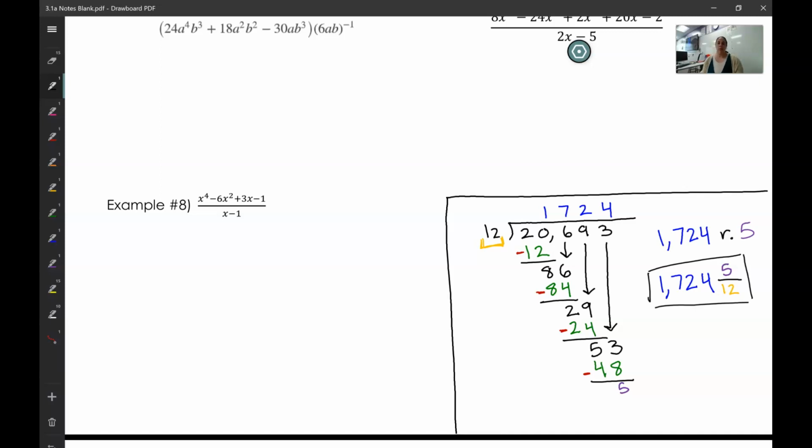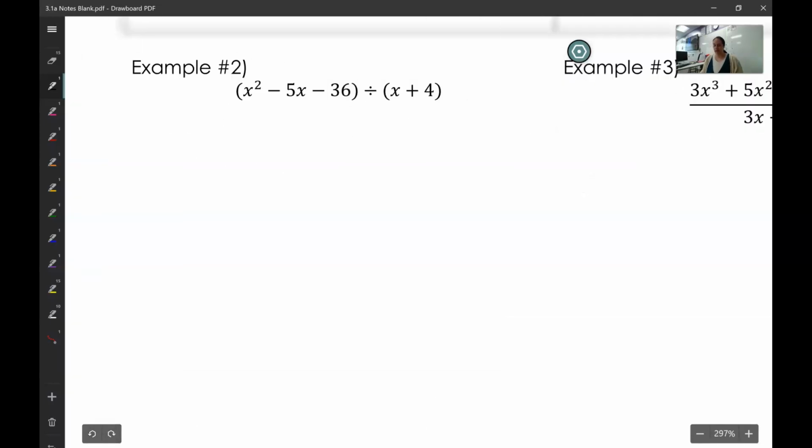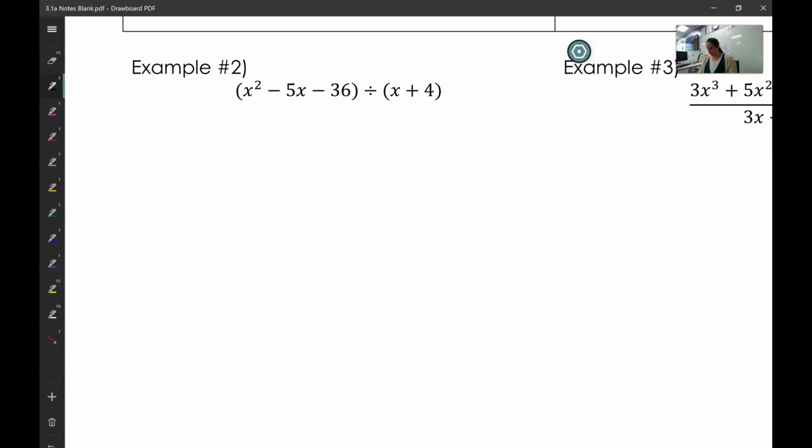Now that we've reviewed division from elementary, let's go back up to example number 2 and review division for equations. Sorry, I think I said multiplying. I meant division. So we have x squared minus 5x minus 36 divided by x plus 4. There we go.